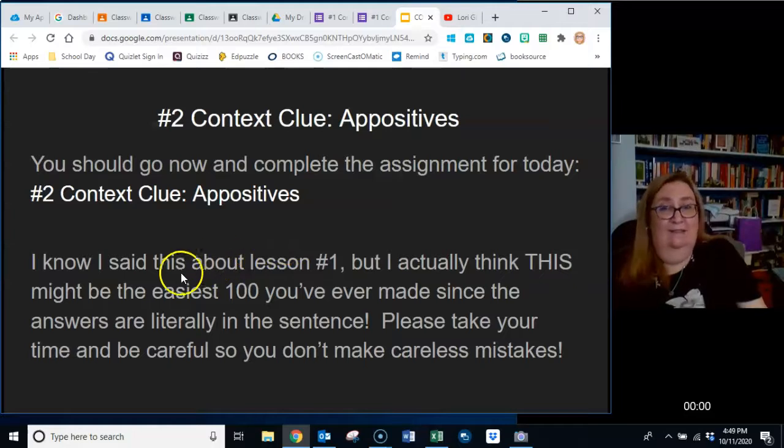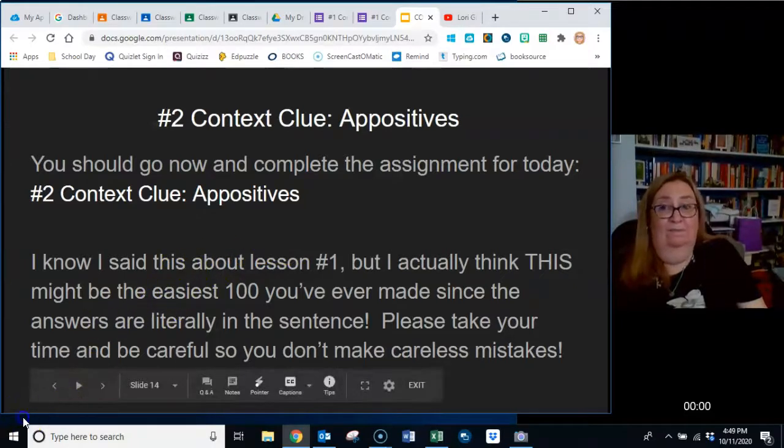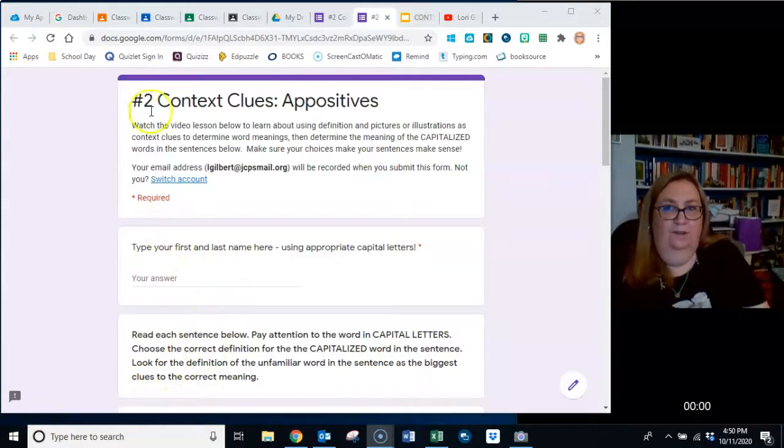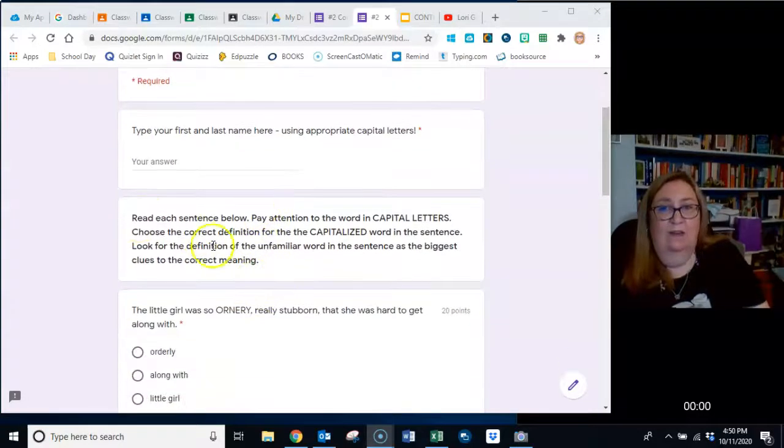Let me show you what today's assignment looks like. So you are going to look at the rest of this assignment, number 2, context clues, appositives. You're going to type your first and last name. You're going to read each sentence below and pay attention to the word in capital letters. Choose the correct definition for the capitalized word in the sentence. Look for the definition of the unfamiliar word in the sentence as the biggest clues to the correct meaning.